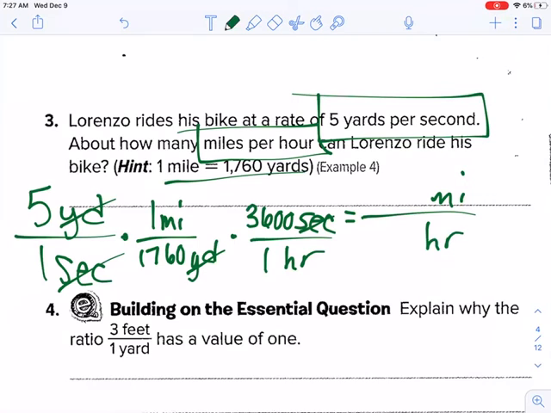All right, so on the top you have 5 times 1 times 3,600. That gives you 18,000 miles on the top. On the bottom, 1 times 1,760 times 1 is 1,760. You do need to divide that out since you do not have a 1 on the bottom. And we're going to round this to 10.2 miles per hour.